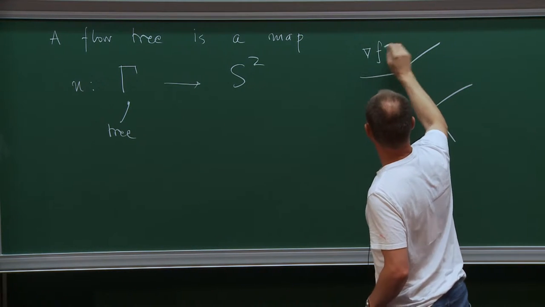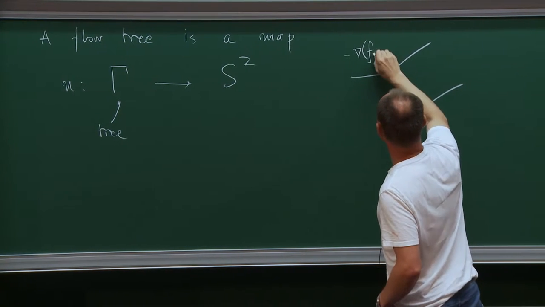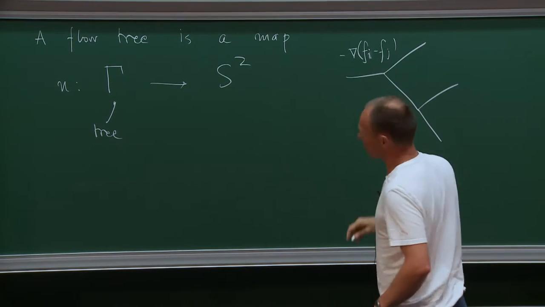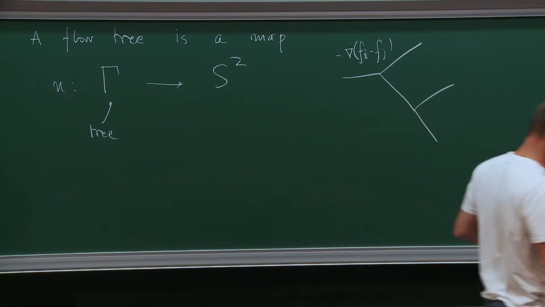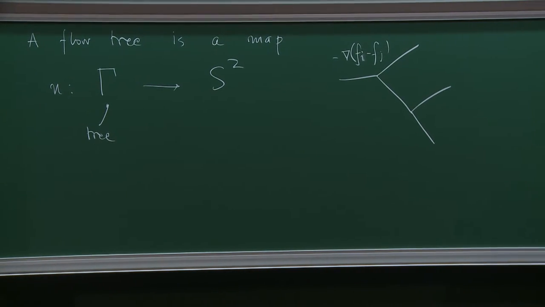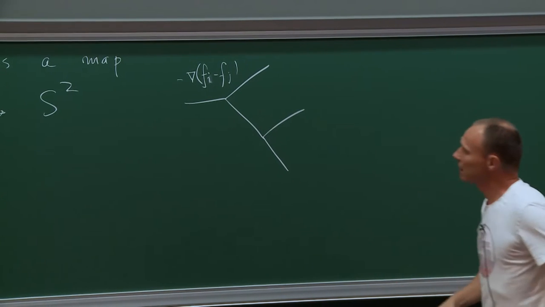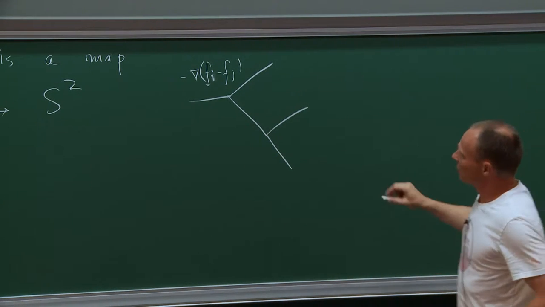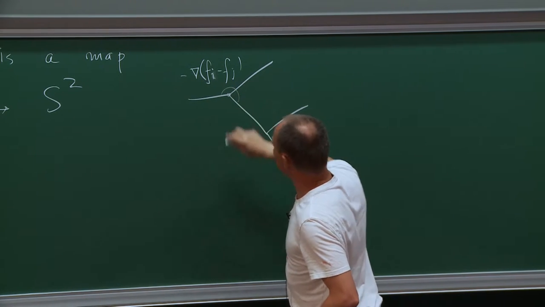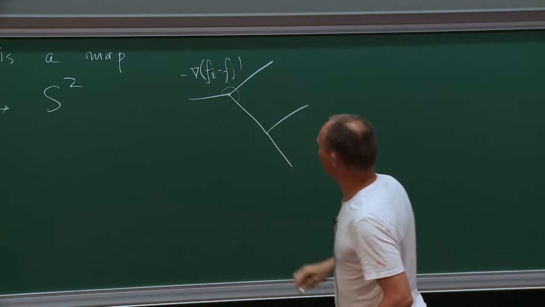So it follows the gradient of these local function differences. And so you sort of have pieces of gradient segments. And then at the vertices, you have certain matching conditions. So you always have a cyclic order or order of these things.